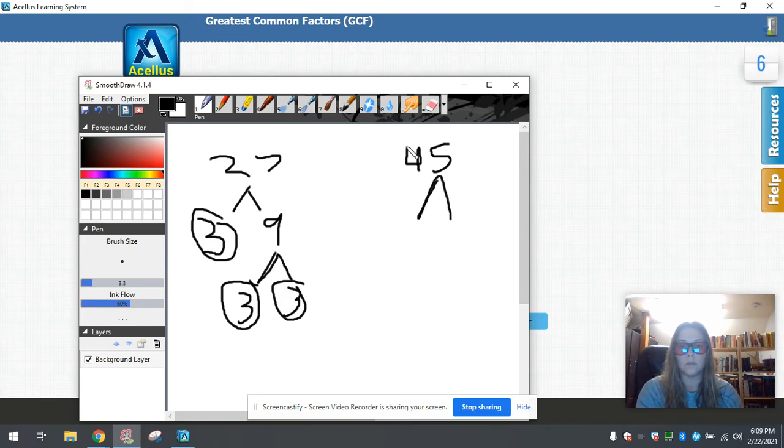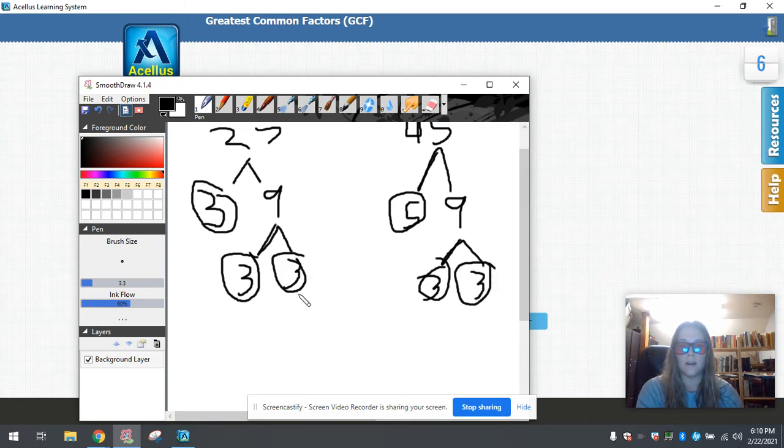I'm going to move on to the next one. 45 ends in 5, so I can divide it by 5. 5 is a prime, so I circle it. 45 divided by 5 is 9. Just like we did over here, 9 is divisible by 3. If you divide 9 by 3, you get 3. Okay, now we look to find the greatest common factor.